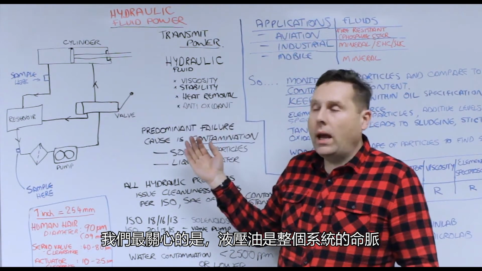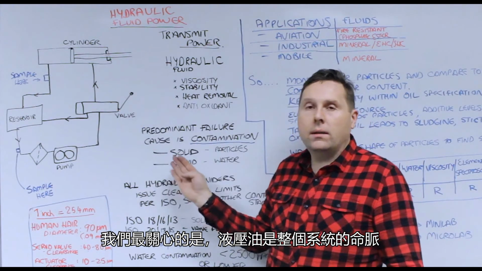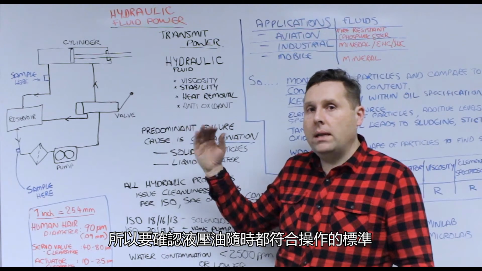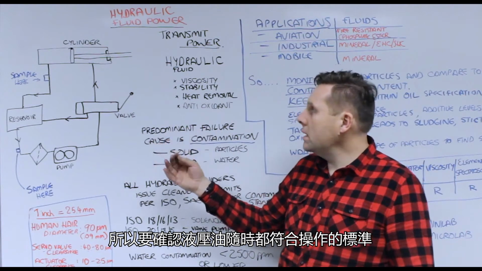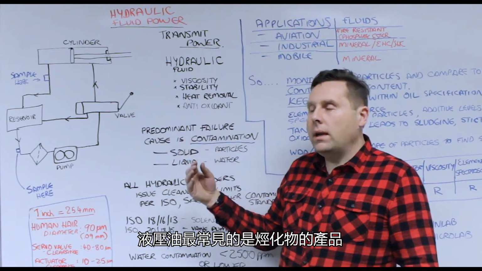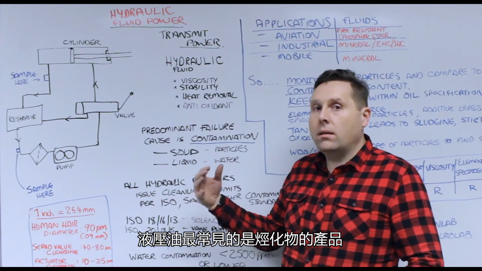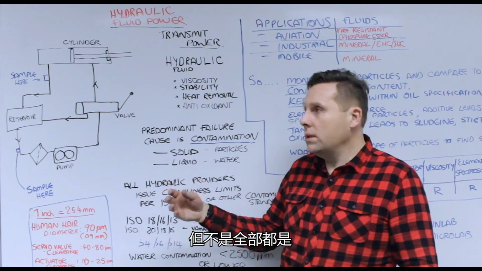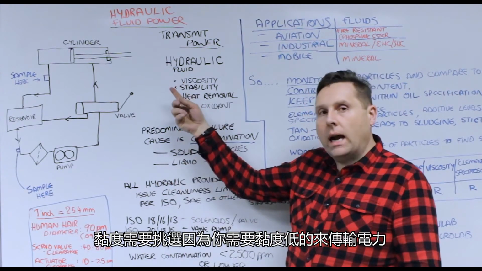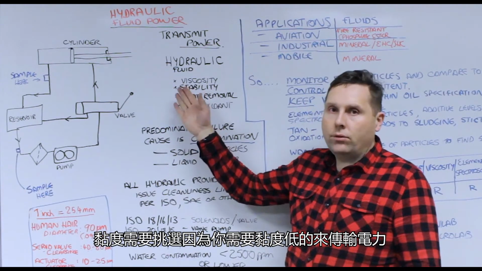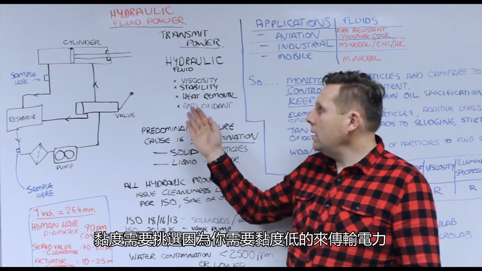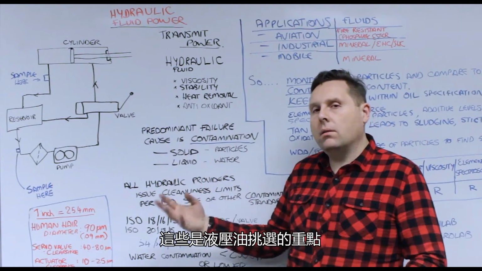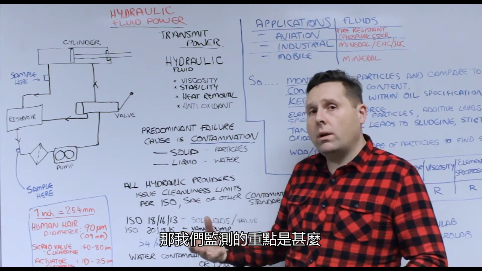The big concern we have is that the fluid is the lifeblood of the system. So we want to make sure that the fluid is meeting its operational requirements. Hydraulic fluid is generally selected. It's typically a hydrocarbon-based product, but not always. It's chosen for its viscosity, because you need that for transmitting power. It needs to have low viscosity, stability, heat removal, antioxidant properties, and long life. These are why we choose fluids. But what are we worried about?